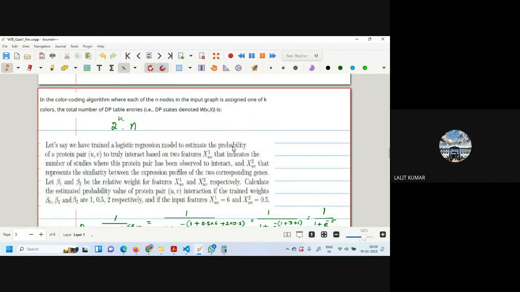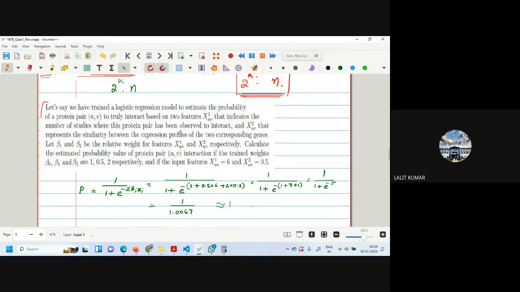And this one is from the theoretical part, that if we solve the color coding problem algorithm, which has got n nodes in the input graph, each assigned one of the k colors, the total number of DP table entries which are there, please remember, will be 2 to power k, where k is the number of colors, into n, where n is the number of nodes. So please remember this. This is from dynamic programming, that how much you have to store, how many table entries will be there in your dynamic programming table.